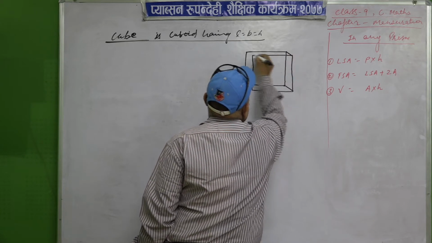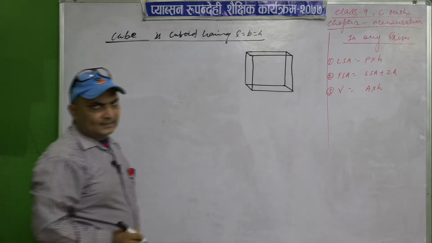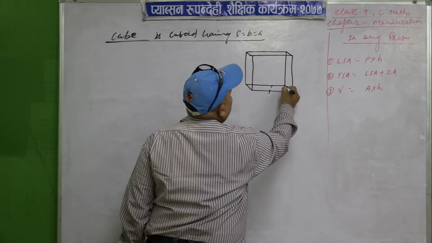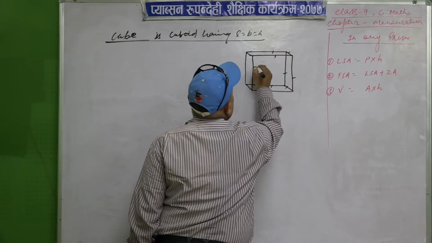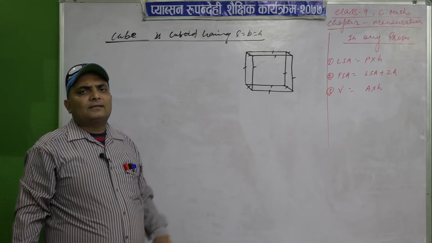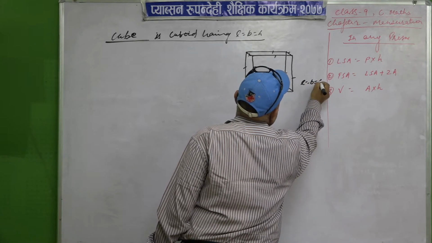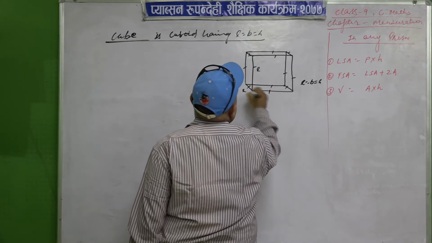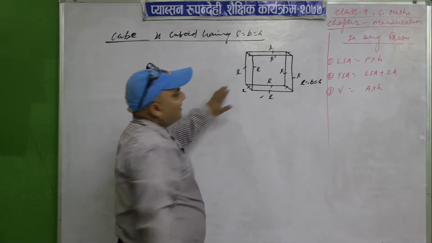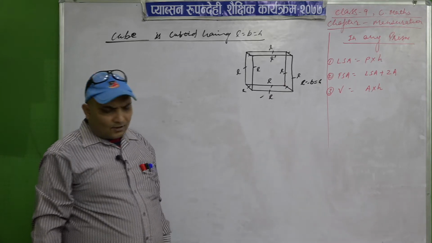If we join all this, we will get a rectangular prism or a cuboid. This is a rectangular prism or a cuboid. If all these are equal, then it is called a cube. This is a cube where L is equal to B is equal to H. If you write L here, all are L. If you write B, all are B. If you write H, all are H.